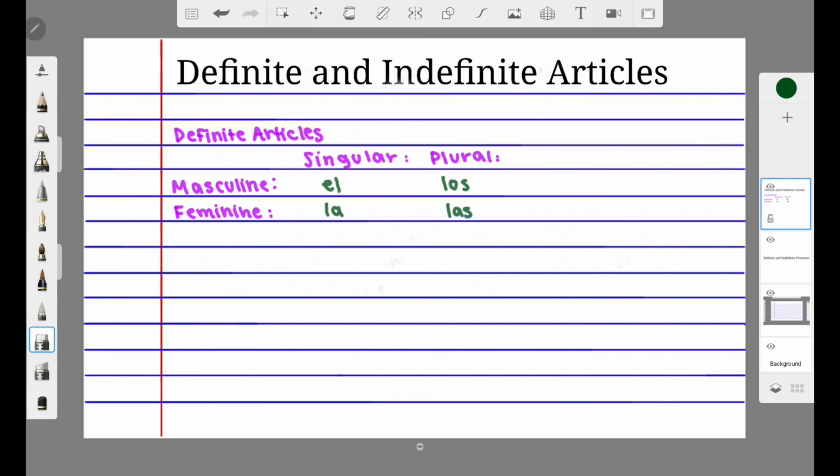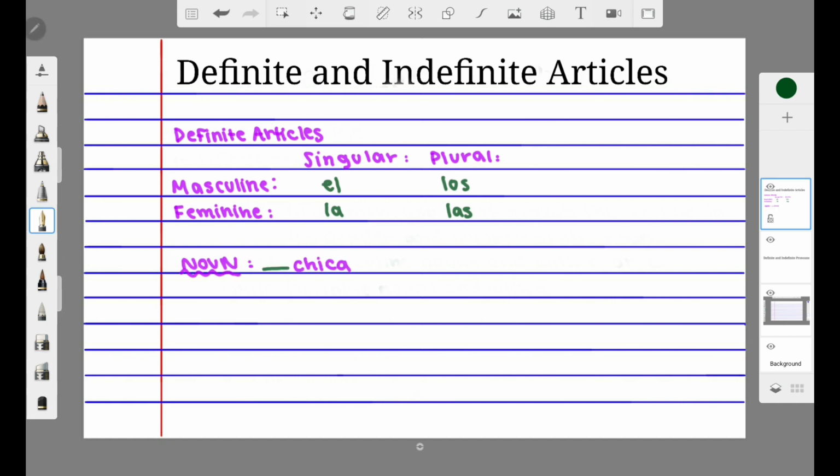So now for definite articles. If your noun is masculine and singular, the definite article, which basically means "the," is el. Masculine and plural, it's los. Feminine and singular, la. And plural and feminine, las. So let's apply these to some nouns.